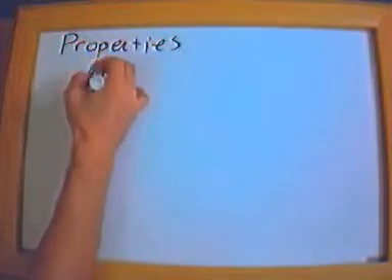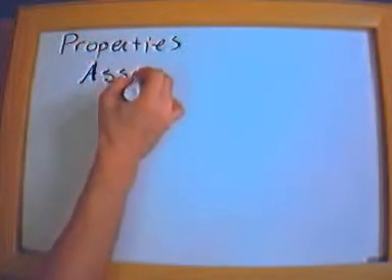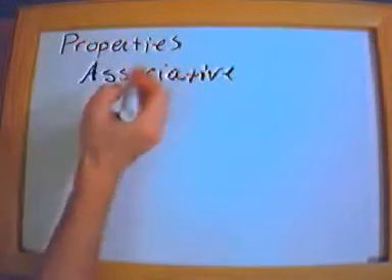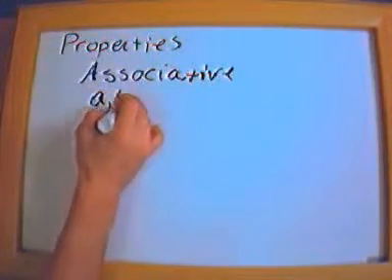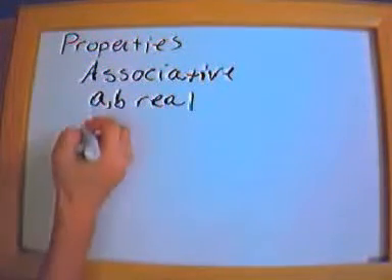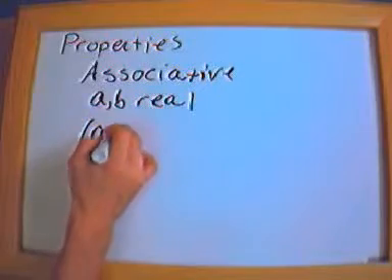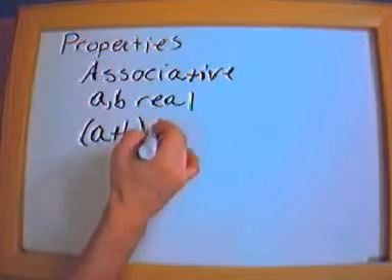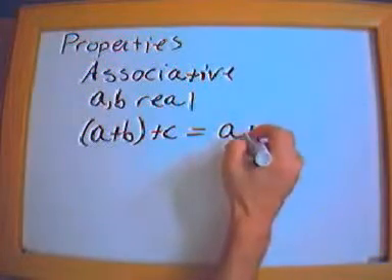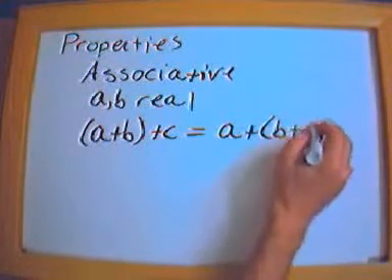Okay. Then there are these things called associative properties. And again, if A and B are real, then, and this is kind of cool, (A + B) + C is equal to A + (B + C).